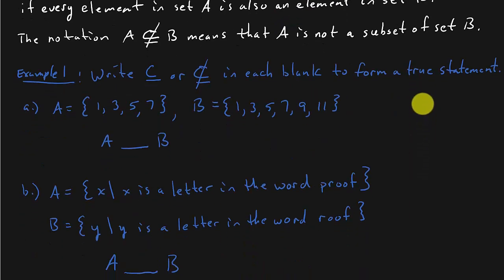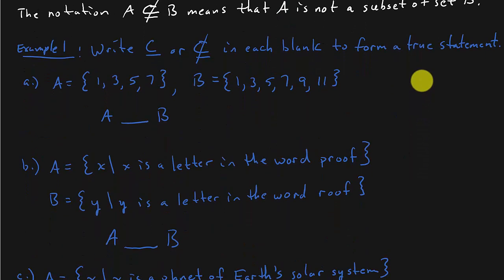All right, so let's look at example 1. It says write subset or not a subset in each blank to form a true statement. So here it has A and then a blank and B. So let's look at the elements of A and let's look at the elements of set B. You can see that the elements of A, we've got 1, and the element 1 is in B.